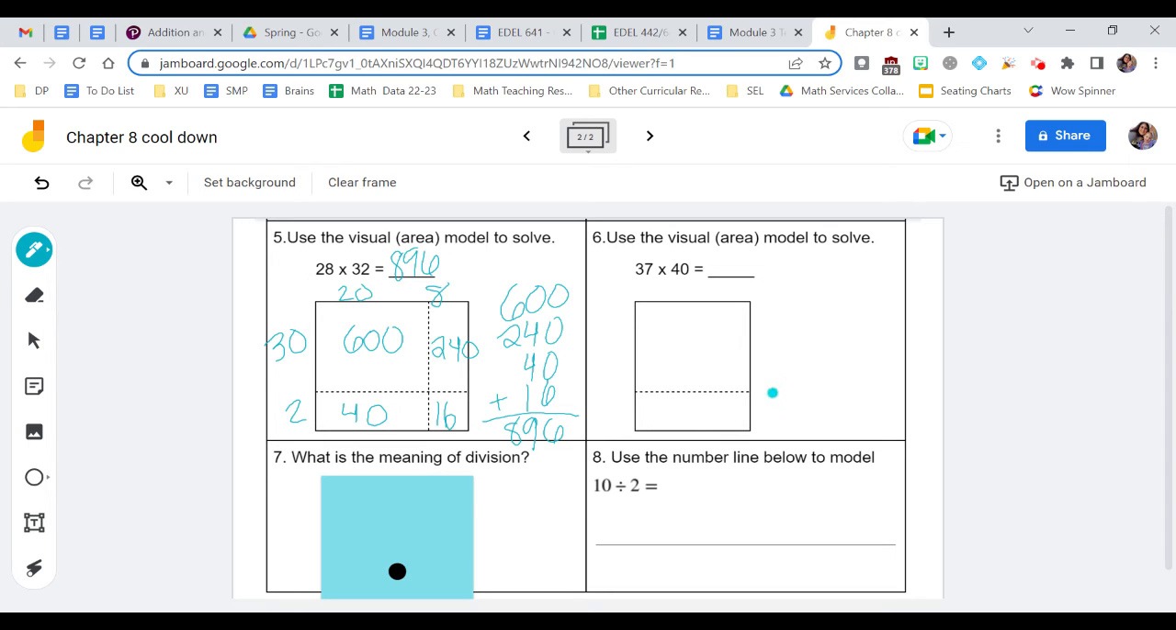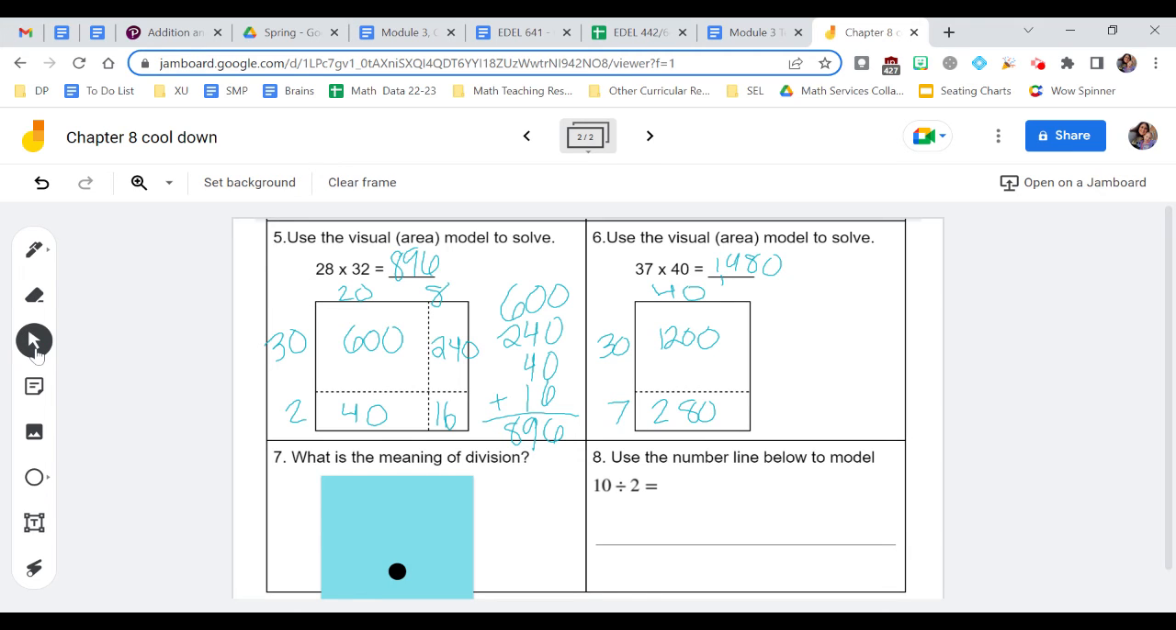We can try again on problem number 6 here. Again, I'm going to use 40 up here because there are no ones, so that's why there's no window panes over on this side. But we can see 30 and 7 down here. So 40 times 30 would be 1,200. And then 40 times 7 would be 280. And in order to get my final answer, I'm going to add those up. No regrouping necessary here. 1,480 should be our answer.